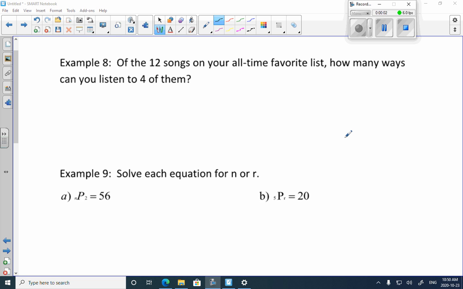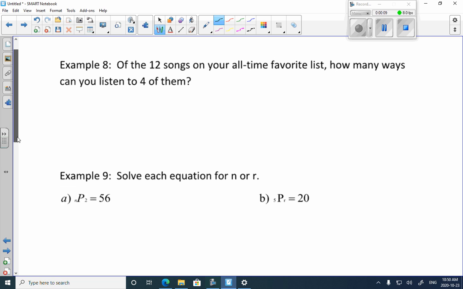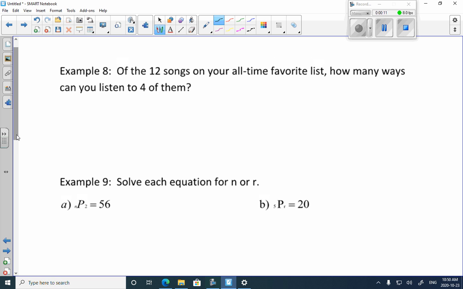Hello again. This is part 2 of 8.2 permutations. Example number 8: out of the 12 songs on your all-time favorite list, how many ways can you listen to 4 of them? So to listen to 4 of them, you're choosing 4 or arranging 4 objects out of 12 objects, where order matters here.